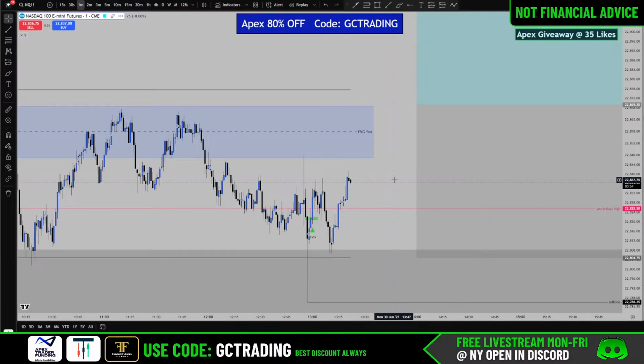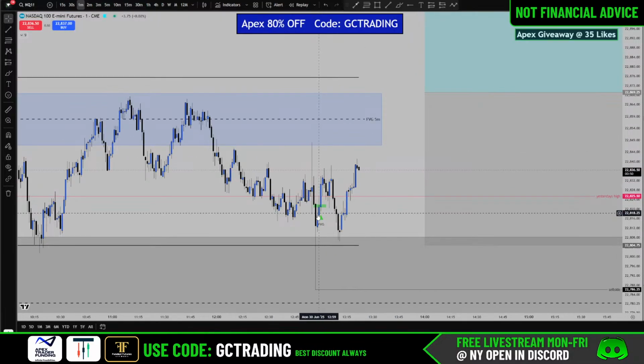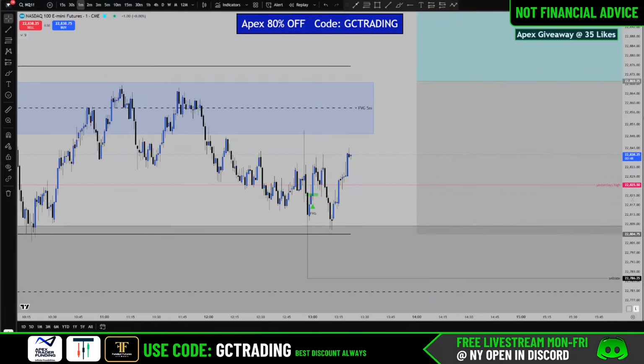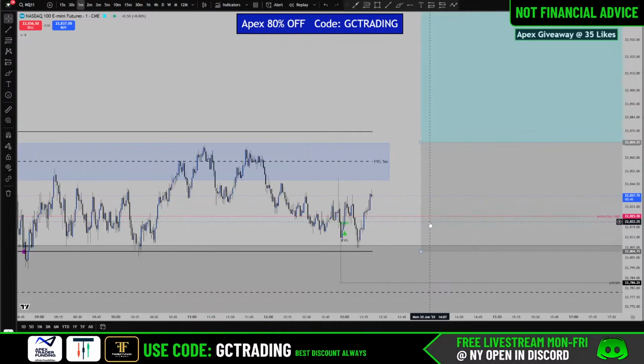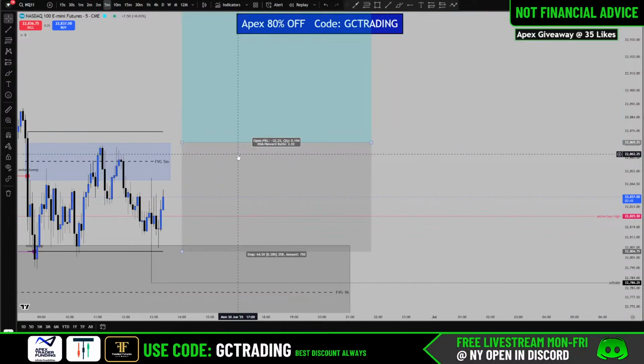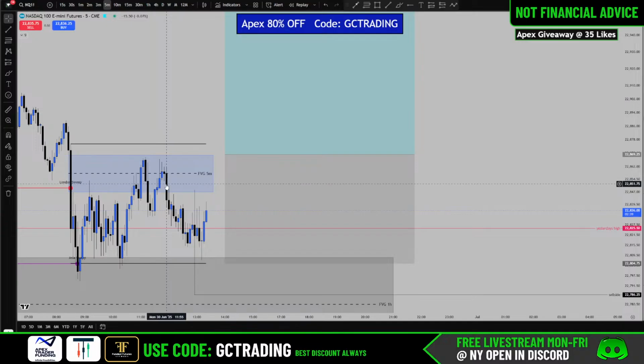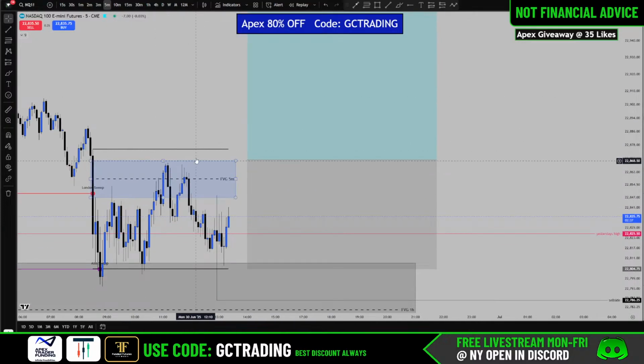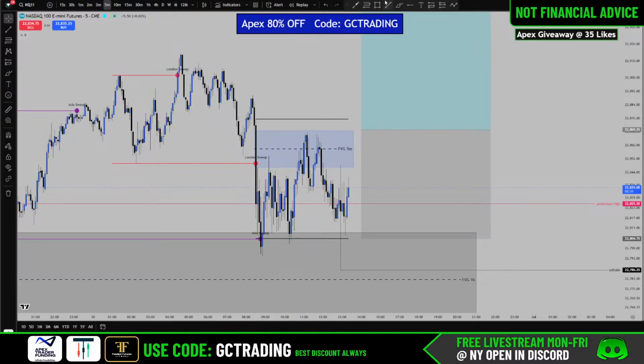Let's see. This is pretty weird, this wick that we got. You have a 5-minute gap right here too. If we can break that, that'll be nice. Especially because we took out liquidity on this wick, so now if we start pushing up, that'd be nice.